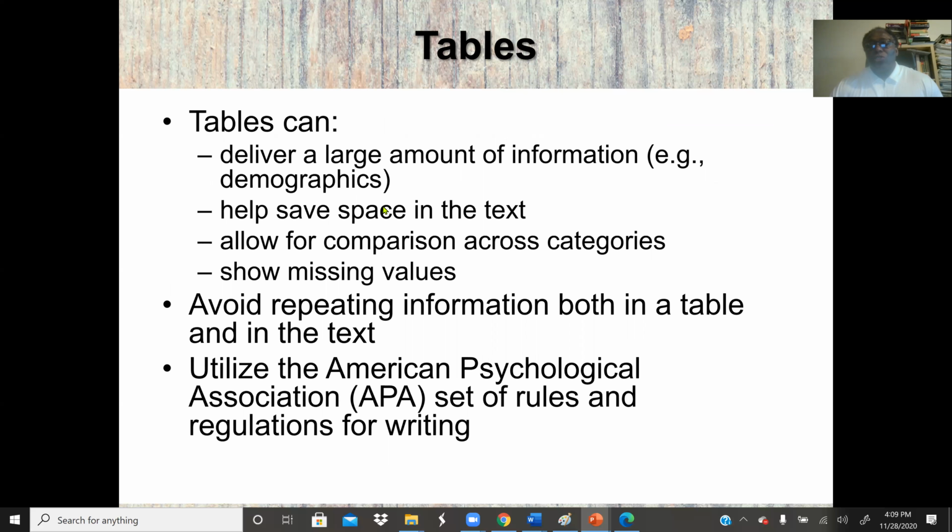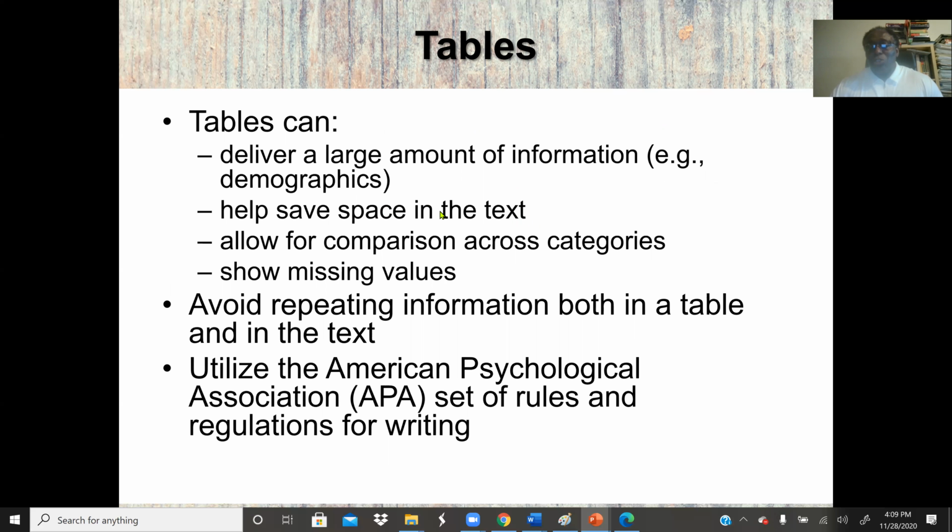Tables can deliver a large amount of information, for example the demographics, and also help save space in the text. Instead of presenting the result in sentences, we can present it in a tabular form. Tables also allow for comparisons across categories and show missing values.